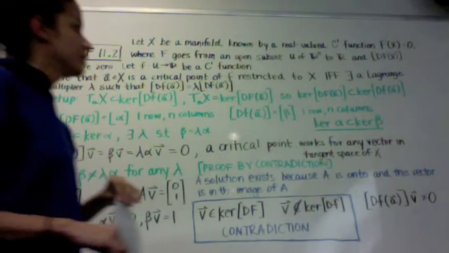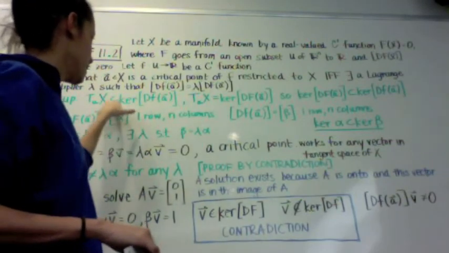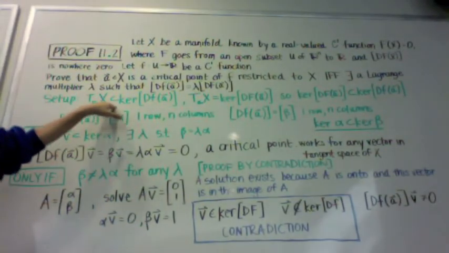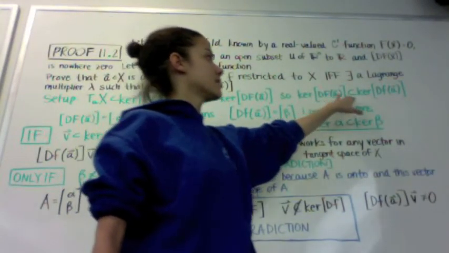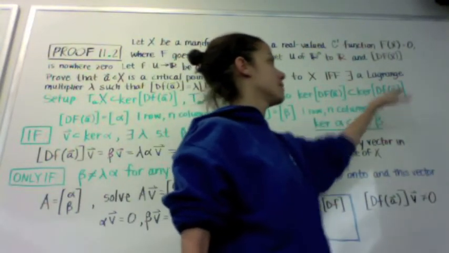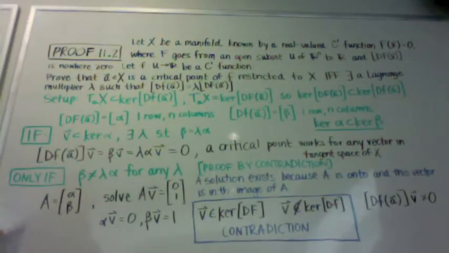Just plugging in this identity into this statement, we have that the kernel of the Jacobian of the constraint function at a is a subset of the kernel of the Jacobian of the optimizing function at a. And that is really important for this proof.